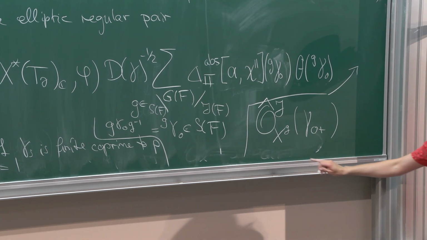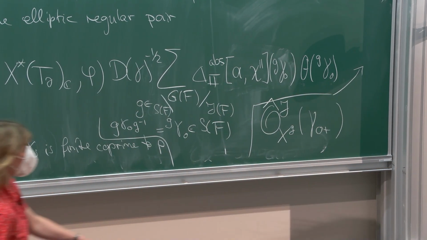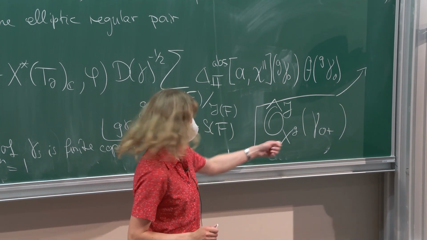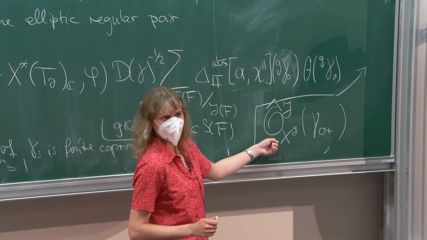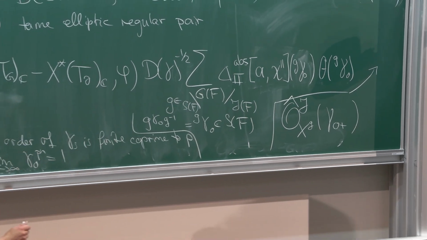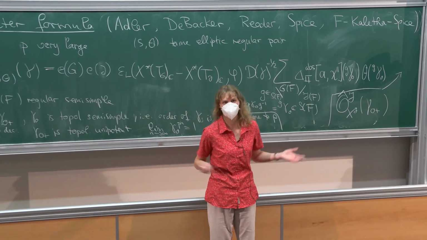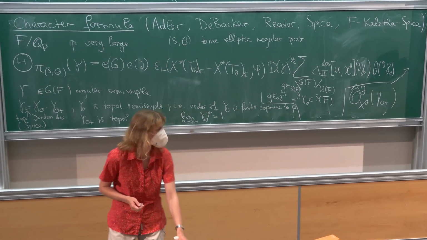And this enters through the Fourier transform of an orbital integral. So that is, strictly speaking, the Fourier transform of an orbital integral is a distribution. So that's a function representing it. And, well, that's it. That's the character formula, and that's my talk. Thanks.